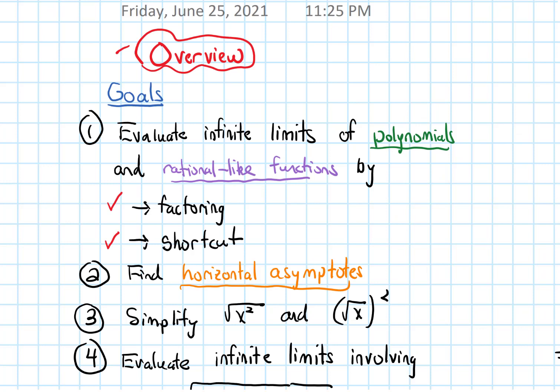So we've finished our third goal, to simplify the square root of x squared and the quantity square root of x being squared. We've kind of skipped goal 2, which was finding horizontal asymptotes, although we did briefly talk about these. We'll revisit that in another example.